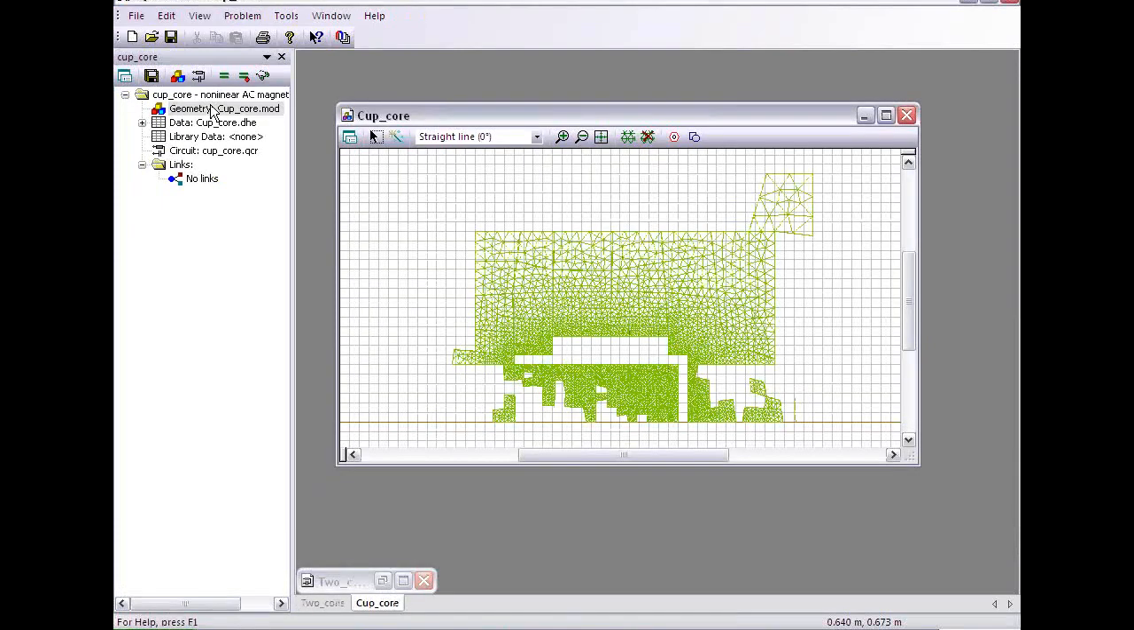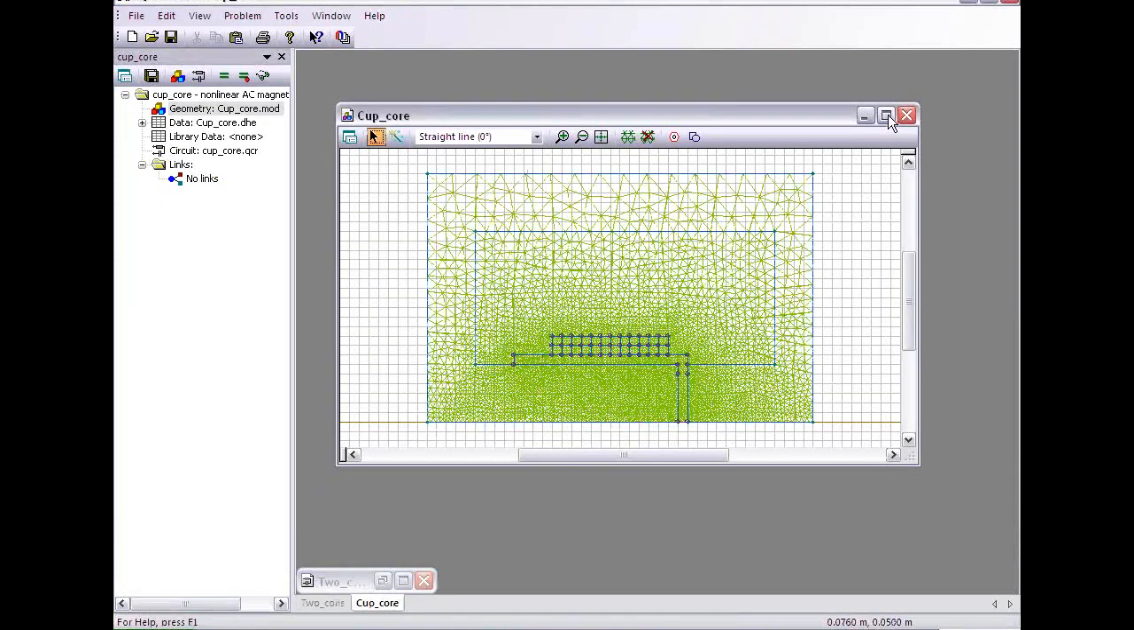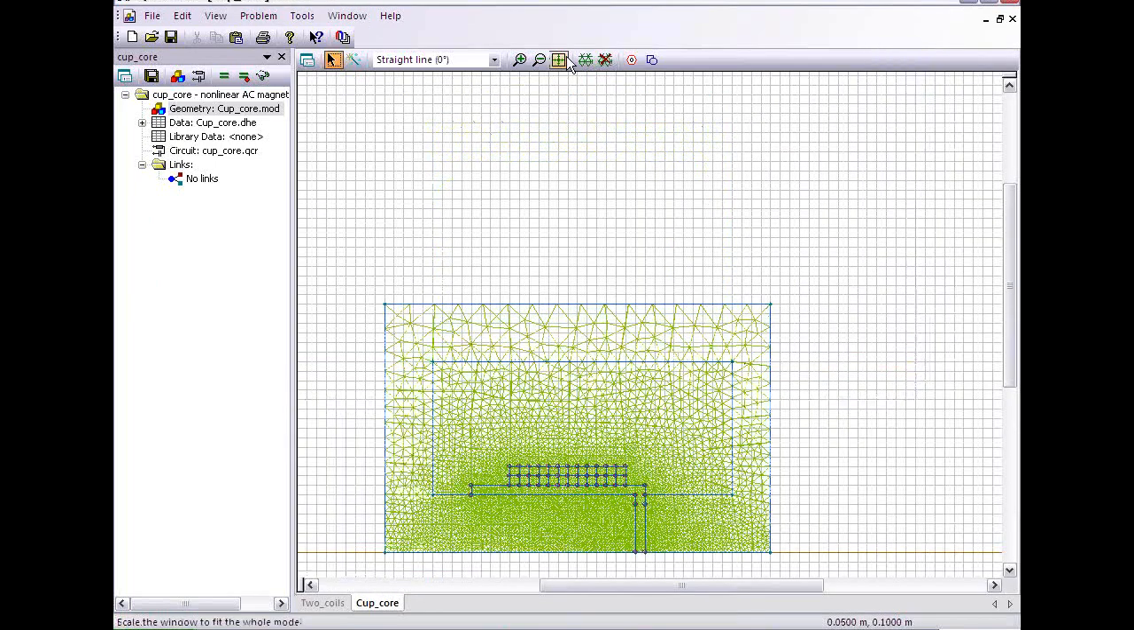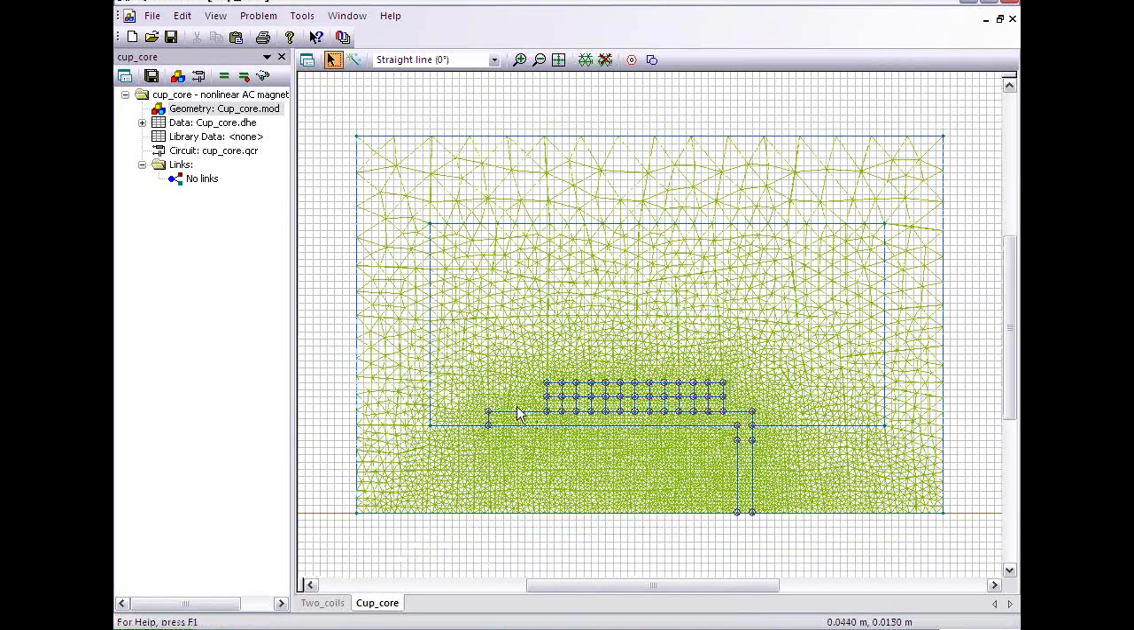In this case, the model file looks something like this. We have symmetry about the z-axis here. Now we're modeling a nonlinear superconductor. Like in the previous case, we didn't have the nonlinear feature here.